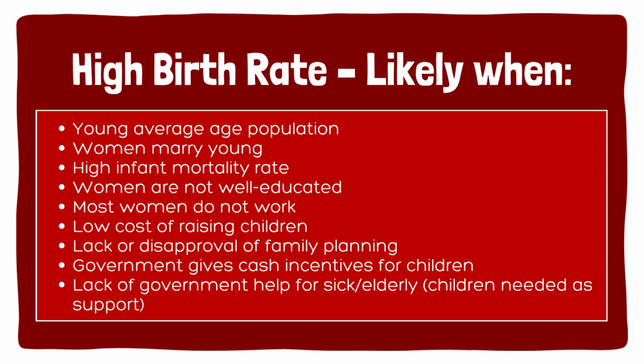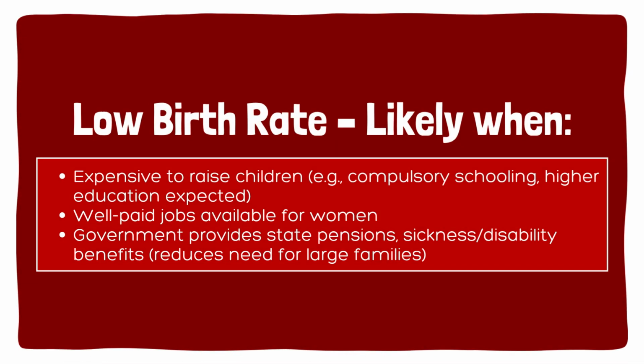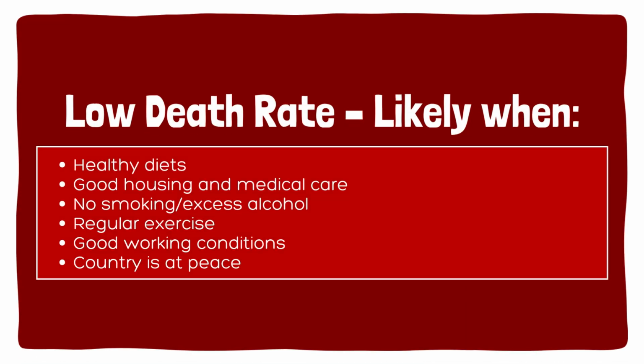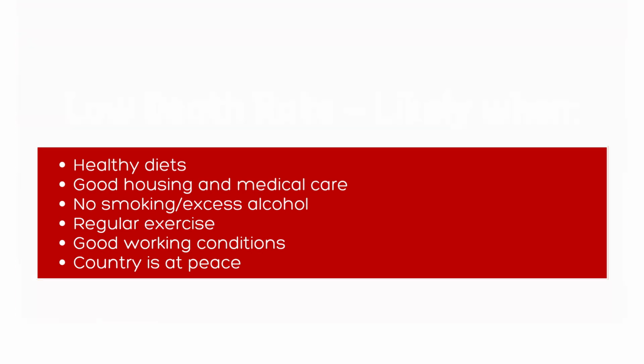Birth rates tend to be high in countries where people marry young, women have limited access to education and employment, infant mortality is high, and children are relatively inexpensive to raise. In contrast, birth rates are lower in countries where education is compulsory, the cost of raising children is high, and women have better career opportunities. Government policies, such as family planning programs, financial incentives, or welfare support, also play a major role. Similarly, death rates are lower in countries with better living conditions, access to quality healthcare, healthy lifestyles, and peaceful environments.